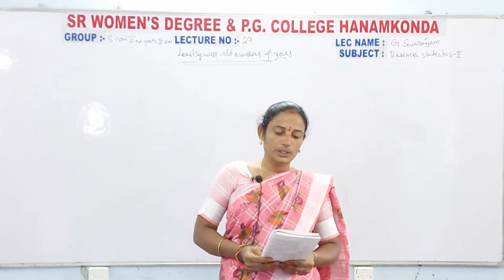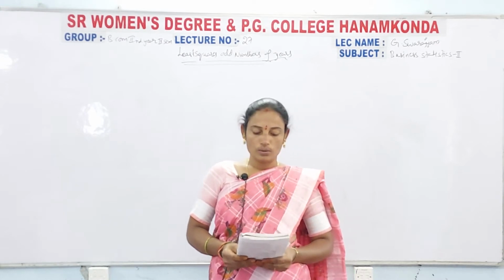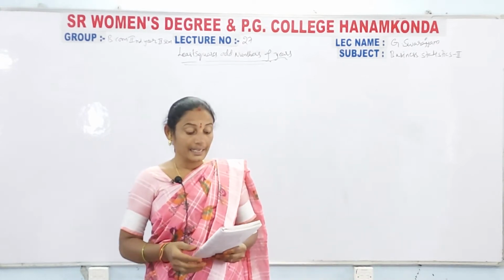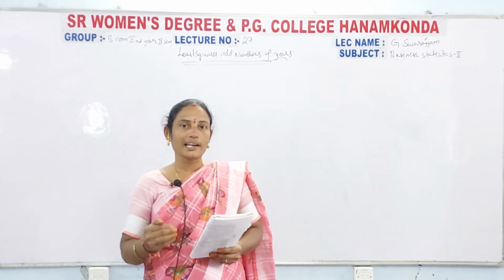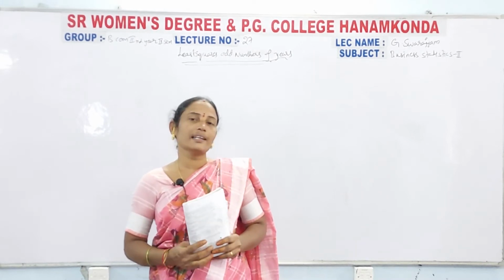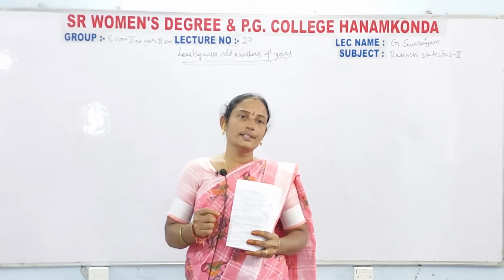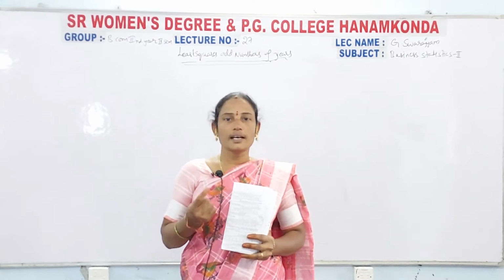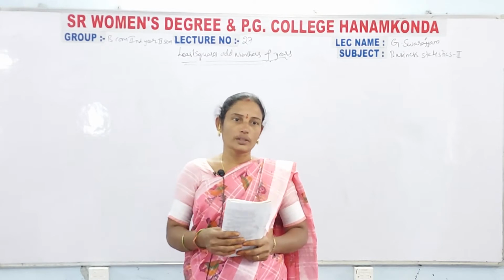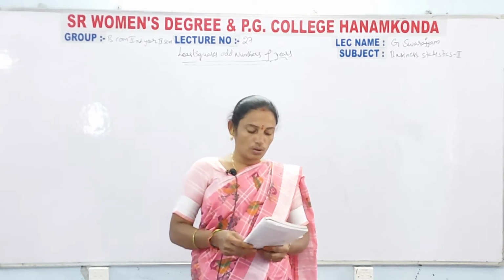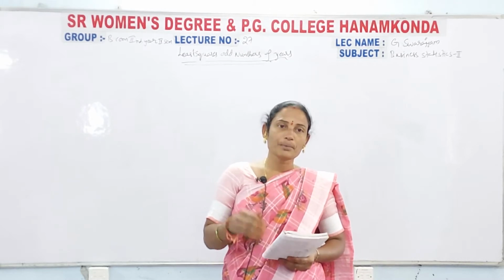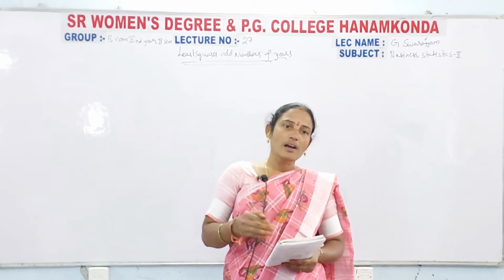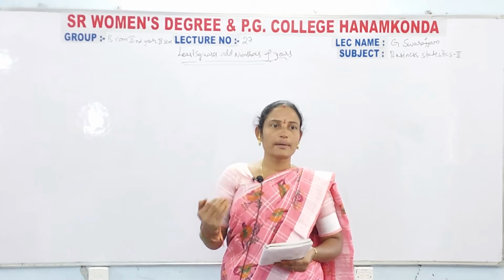On page number C27, we will calculate the least squares method for an odd number of years. What are the odd numbers? 1, 3, 5, 7, 9 and so on. An odd number of years is given, and you have to calculate the least squares method.